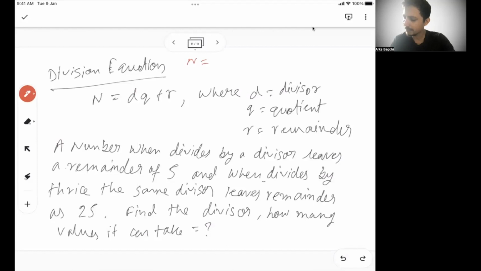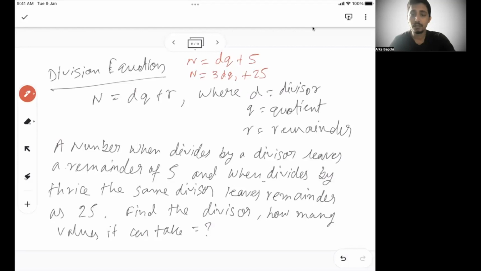So let's say n is dq plus 5. The same number when divided by 3 times the divisor, so d becomes 3d. So n, the same number divided by 3d, obviously will have a different quotient, because the quotient will not be the same when the number is divided by 3d. Let's say this is q1 and the remainder is 25. Okay, so these are the two remainders. Now, with these two, let's see, can we identify what the number will be?